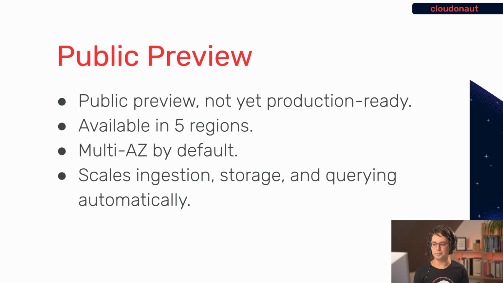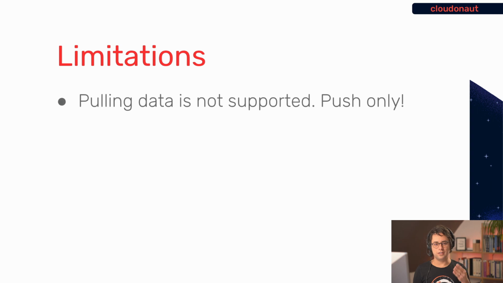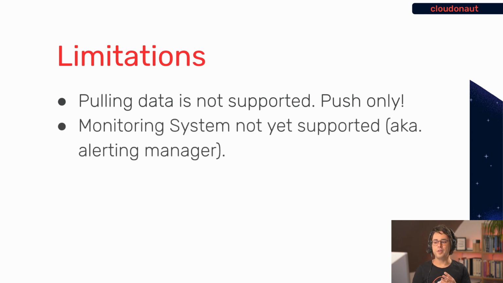So this is cool. But there are a few limitations. First, we talked about that already: pulling data is not yet supported. You have to push your metric data in, and that's actually not the default with Prometheus. So that is an interesting limitation. The alerting part is not yet supported, so the alert manager is not yet supported, so you cannot define any thresholds, alarms, anything like that. This is a feature that will probably come in later, but it's not available at the moment.